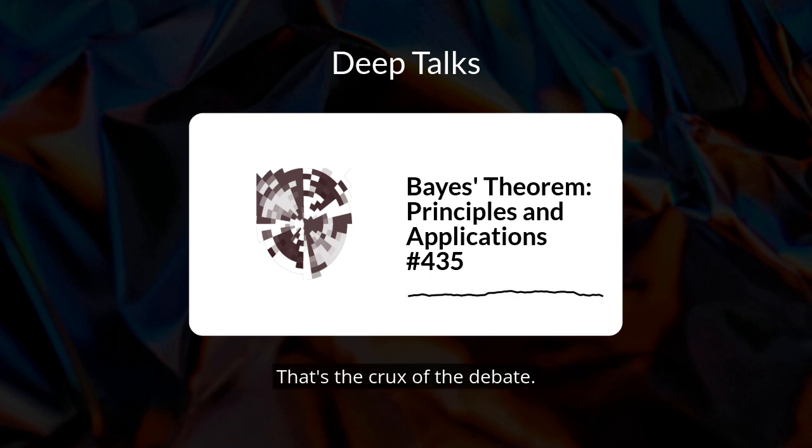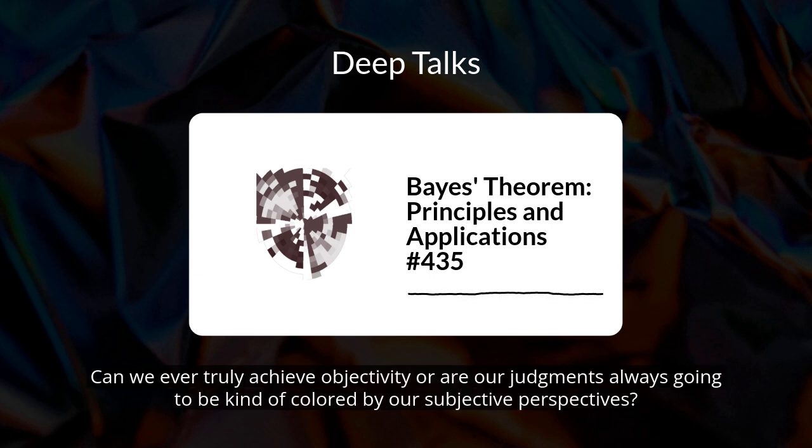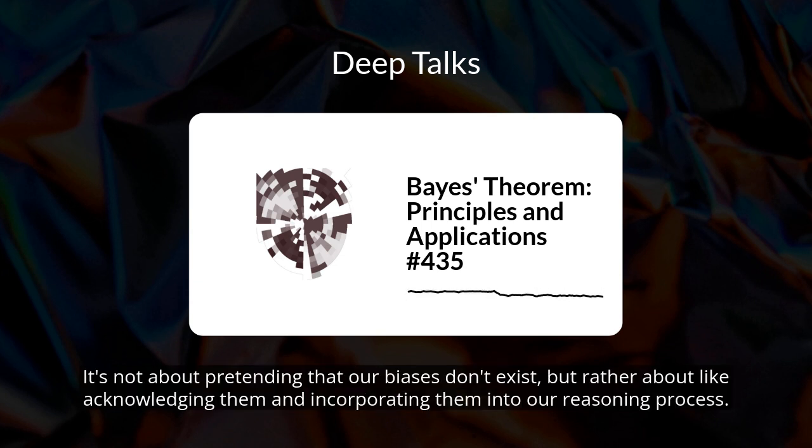That's the crux of the debate. It's a question that philosophers have been grappling with for centuries. Can we ever truly achieve objectivity, or are our judgments always going to be colored by our subjective perspectives? It seems like Bayes' theorem itself, even with its emphasis on prior beliefs, is pushing us toward this more nuanced understanding of objectivity. It's not about pretending that our biases don't exist, but rather about acknowledging them and incorporating them into our reasoning process.